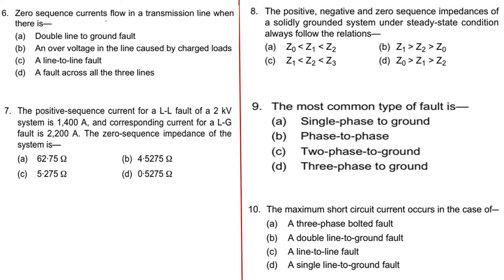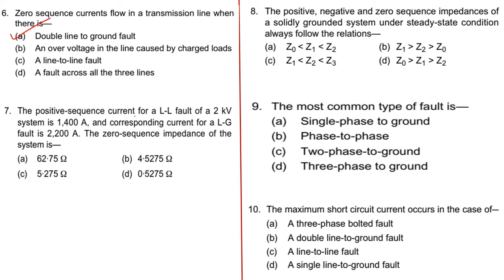Next question 6. Zero sequence currents flow in the transmission line when there is a grounded path, then only zero sequence current is flowing. Here options are A. double line to ground fault, B. an over voltage in the line caused by charged loads, C. line to line fault, D. a fault across all three lines. But there should be a grounded path, then only the zero sequence current is flowing. Option A is correct.